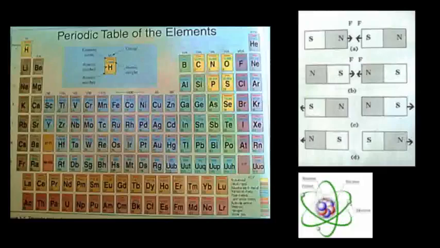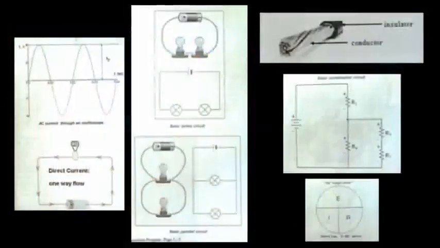The negatively charged particle of the atom is the electron, and the positively charged particle is the proton. Like charges repel each other, while unlike charges attract each other. Induction occurs when a charged body is brought close to another body. The coulomb is the quantity of electrons, 6.24 times 10 to the 18th power of electrons.